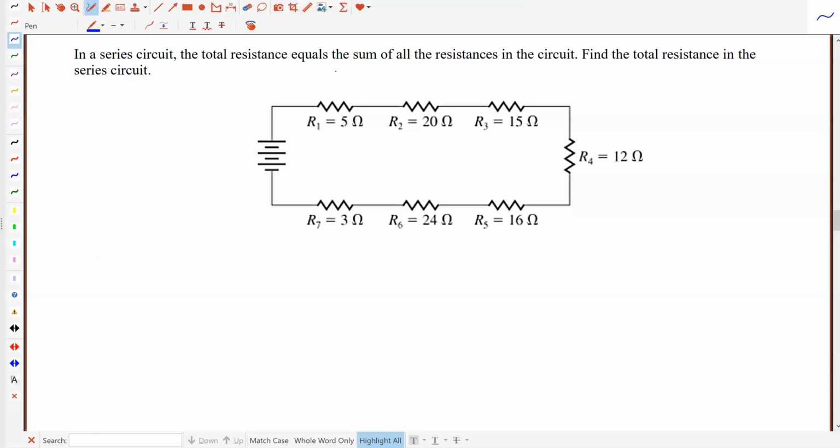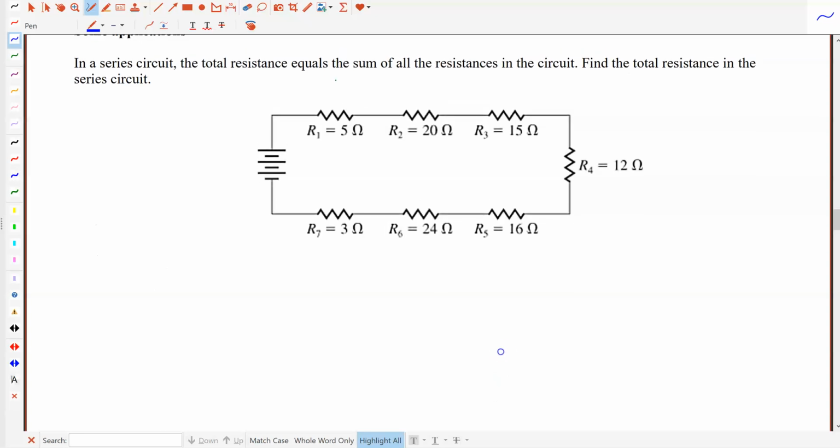Let's take a look at an application of some of the ideas that we have been talking about. So in this problem it says, in a series circuit, the total resistance equals the sum of all the resistances in the circuit. Find the total resistance in this series circuit.